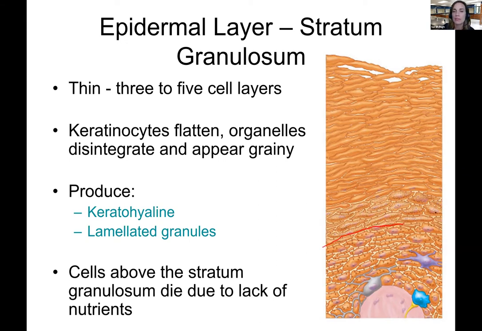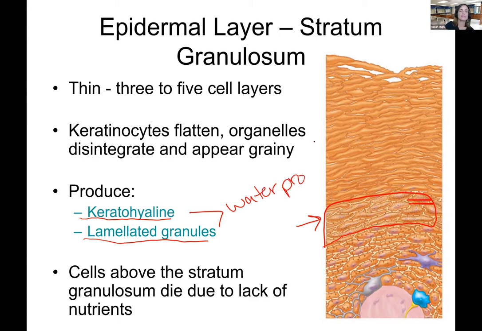Now you're going to notice in that layer right there, the cells, the keratinocytes, look different. A lot of times the keratinocytes are very flat, but they also look very grainy, and you should be able to see that. You can see all those little granules in there. The reason is that this layer, the stratum granulosum, is making keratohyalin and lamellated granules. These provide the waterproof coating in your skin.